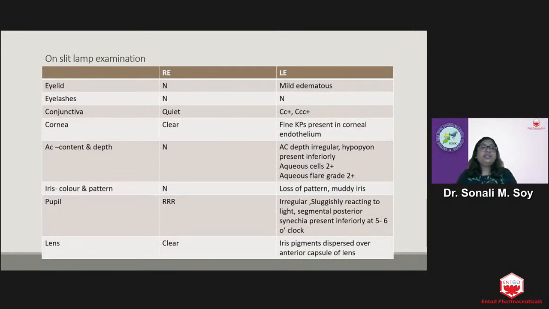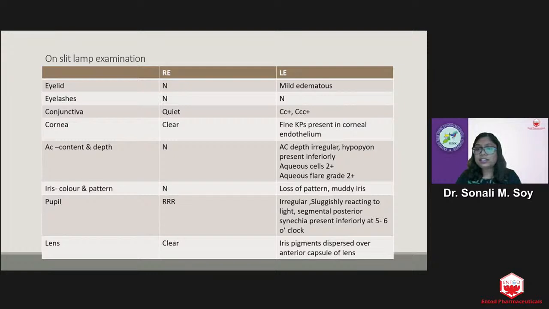On slit lamp examination, the right eye anterior segment was normal, whereas in left eye eyelid was mildly edematous, eyelashes were normal, conjunctiva was congested, circumciliary congestion was present, cornea had fine KPs present in corneal endothelium. Anterior chamber depth was irregular. Hypopyon was present inferiorly. Aqueous cells were present, 2+ grade, and aqueous flare also present, 2+ grade. Iris color and pattern was lost.